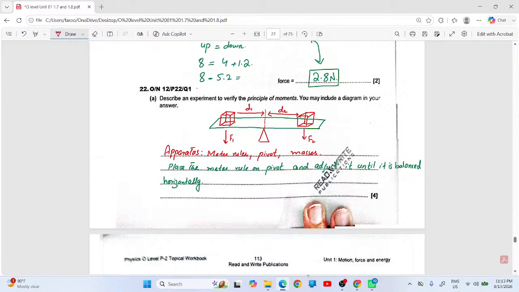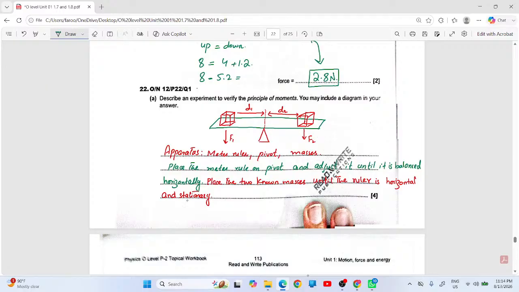Then place the two known masses until the ruler is horizontal and stationary.